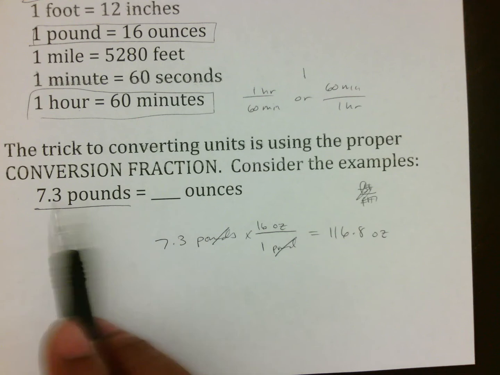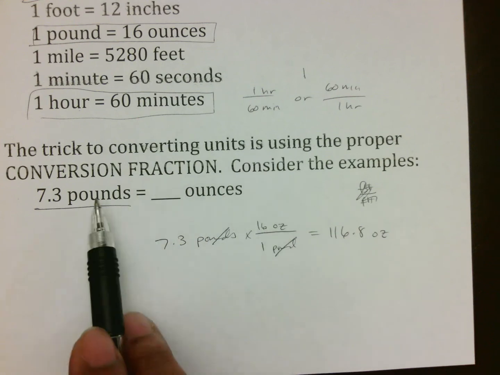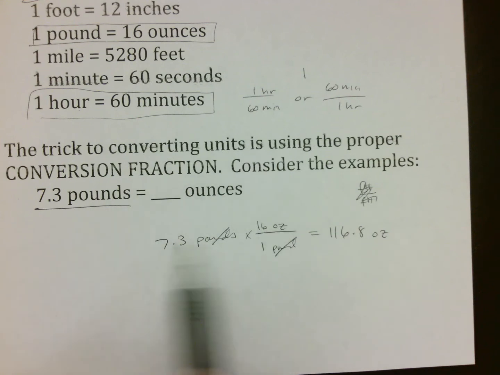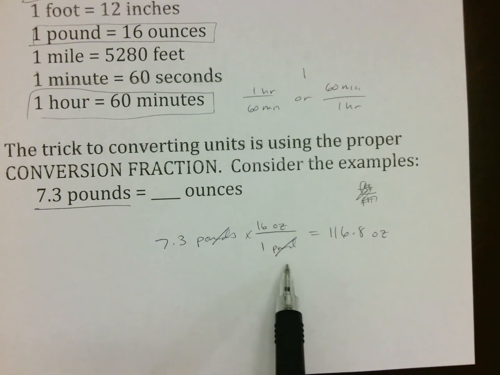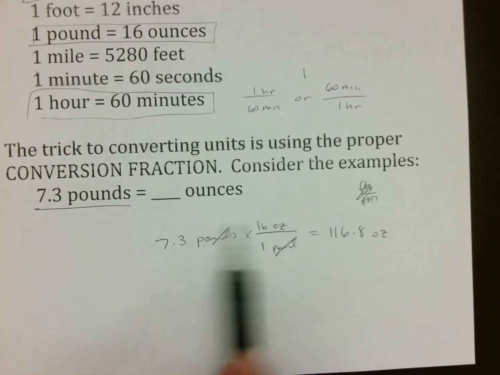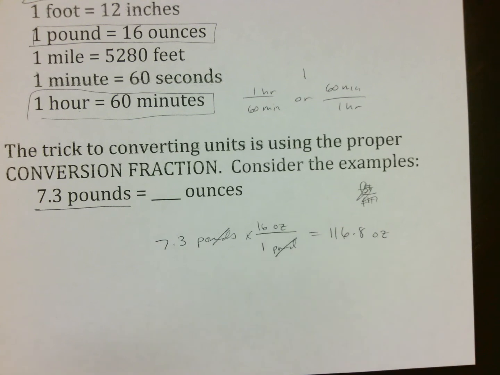Again, the key thing about our conversion fraction is that whatever I want to get rid of, if it's a regular term, a constant type term, you put it on the bottom. So again, the way you cancel this is by putting that unit on the bottom. That cancels, leaving us with ounces, which is our final answer.